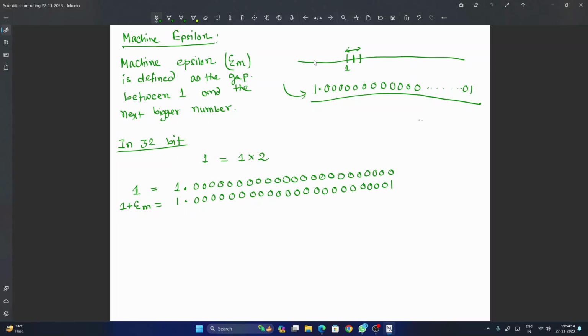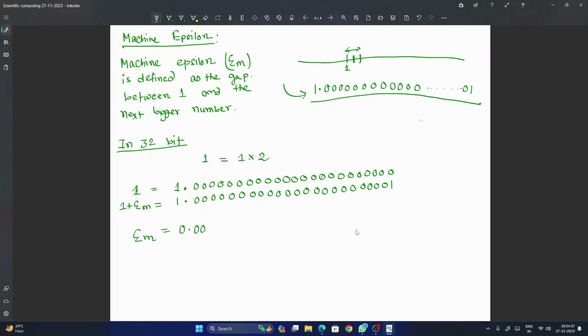See, after the 1, what is the bigger number? Is it clear or not? Yes, sir. So then what will be the difference between them? The difference will be the epsilon m. That means just subtract 1 from there, and what you will get?